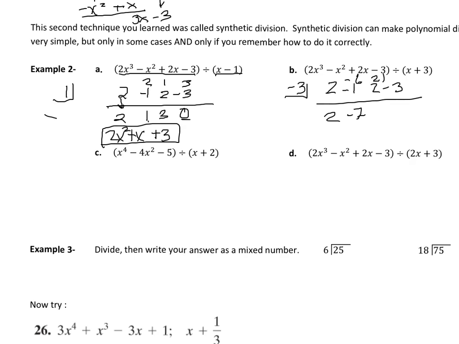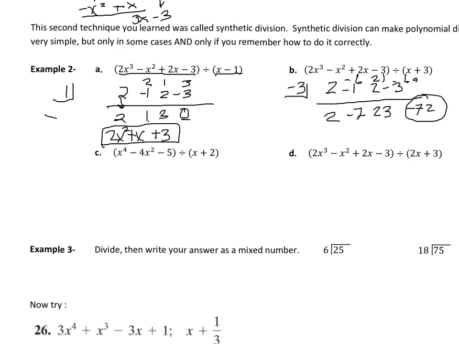We're getting a big number here. 21 and 2 is 23. 23 times negative 3 is negative 69. Negative 69 minus 3 is negative 72. Okay, so now again, that is your remainder right there. So is x plus 3 a factor? No, it's not. Why not? Because my remainder is not 0.